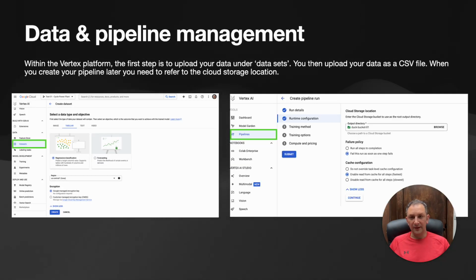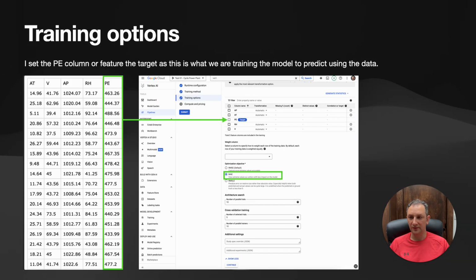Within the Vertex platform, so I used Google Vertex, there's places to upload the data, and then you also need to point where you want your models to be stored, which is again within Google Cloud Storage. So I set the PE column as the target.